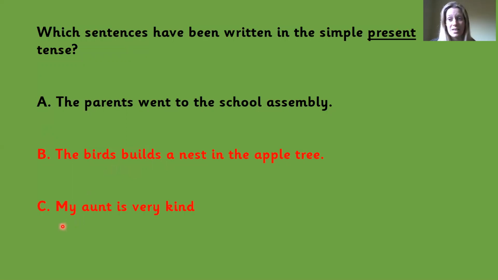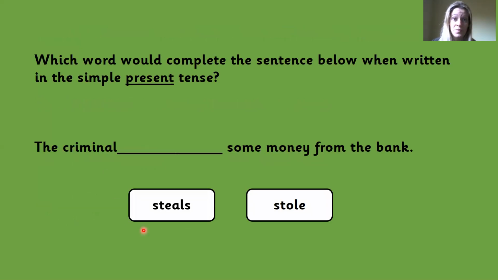Then this last one was a little bit tricky because it's hard to see where the verb is. The verb is the "is" part in here, okay? Because you're saying she is, at this moment in time, very kind. The "very kind" part is describing the aunt, and the "is" is the doing part of it. It doesn't seem like a verb. It was a bit of a tricky one, that one. So if you got that, well done.